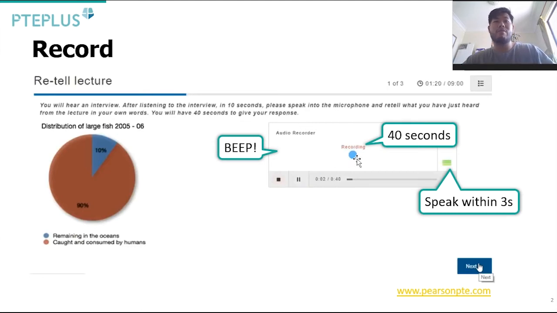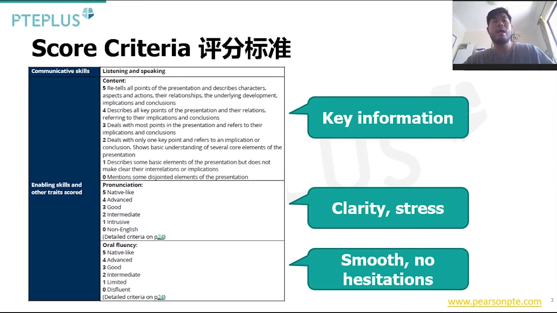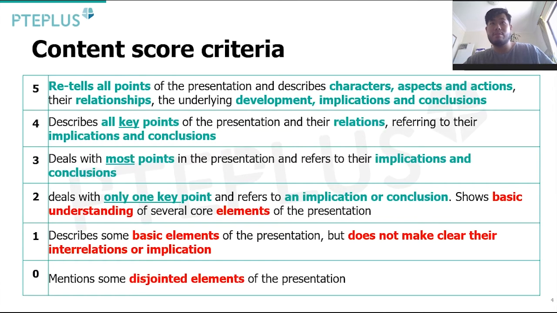You'll have around 40 seconds to record your own message, so let's make sure to use at least 20 seconds of it. If you have less than 20 seconds, you'll not have enough content score, so the more the better typically. In terms of the score criteria, just like before, we've got a total of 5 for content, 5 for pronunciation, and 5 for fluency. Let's break it down and have a closer look.